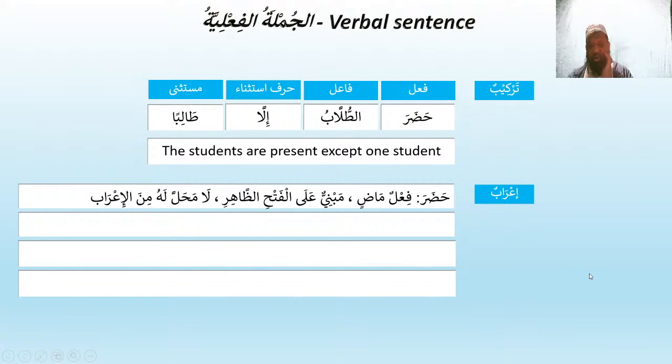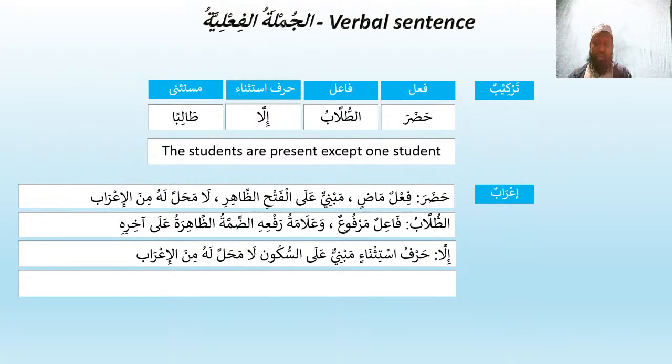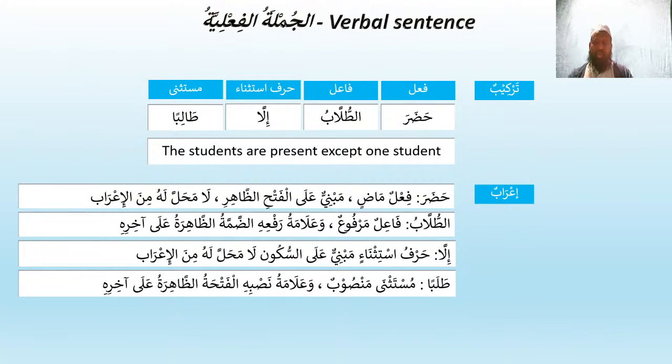حضر فعل ماض مبني على الفتح الظاهر لا محل له من الإعراب. الطلاب فاعل مرفوع وعلامة رفع الضمة الظاهرة على آخره. إلا حرف استثناء مبني على السكون لا محل له من الإعراب. طالبا مستثنى منصوب.